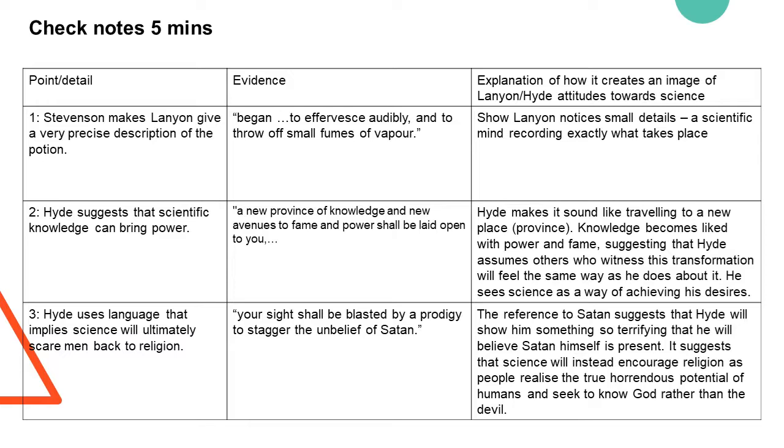So moving on to 3, Hyde uses language that implies science will ultimately scare men back to religion. "Your sight shall be blasted by a prodigy to stagger the unbelief of Satan." The reference to Satan suggests that Hyde will show him something so terrifying he'll believe Satan himself is present. It suggests that science will instead encourage religion as people realize the true horrendous potential of humans and seek to know God rather than the devil. So please make sure you have this noted down.